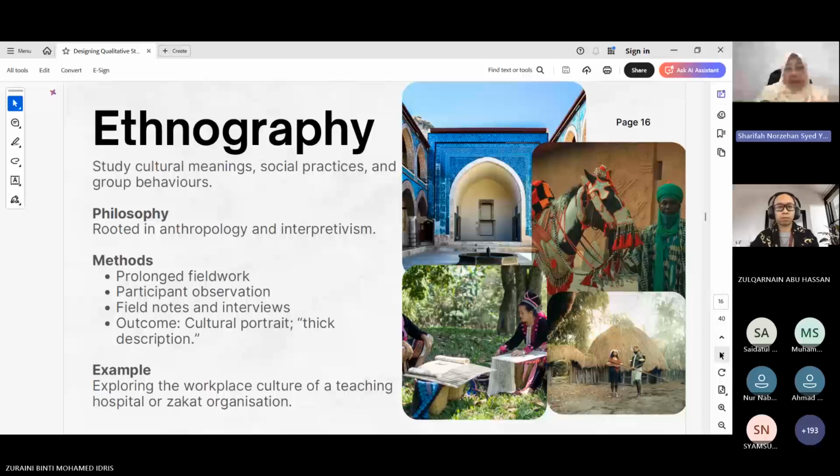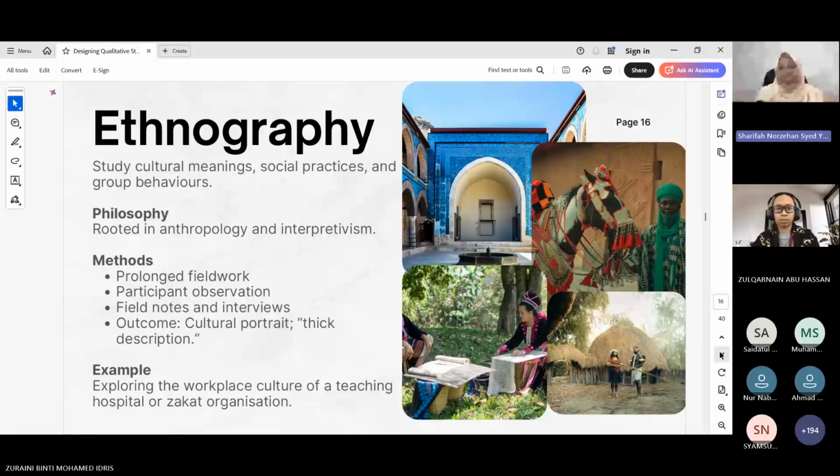So if, let's say, I want to know more about the workplace culture of a teaching hospital or zakat organization, that means I have to join them as their workforce. Then I will know more about it. And it's not easy for you to just simply join them as a workforce, because your reason to be there is actually to study about them. So you have to stay quite some time with them.